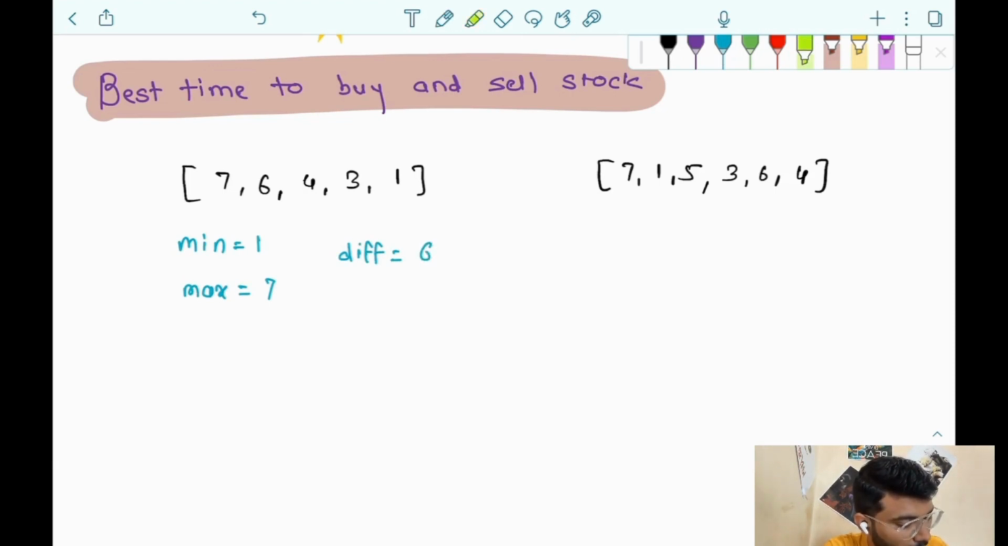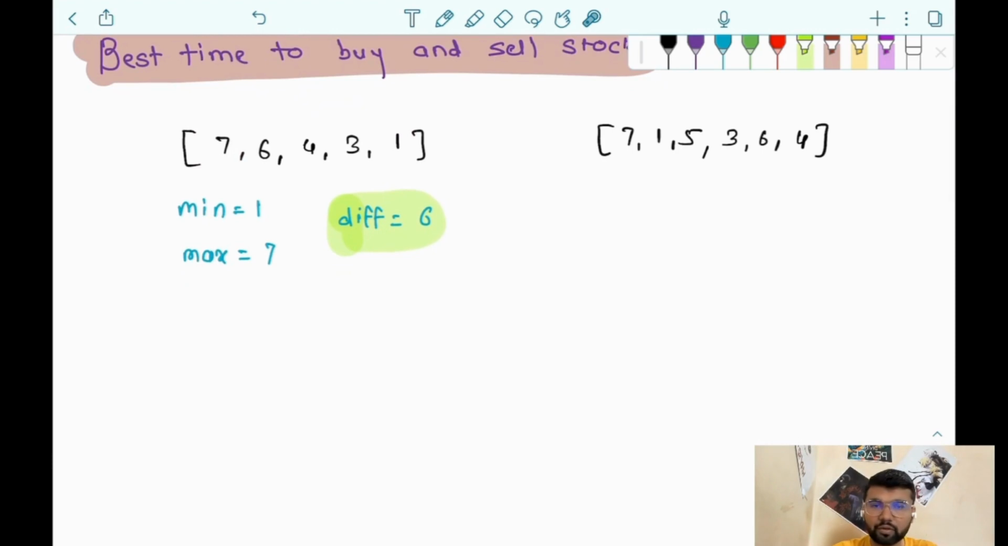So this is not going to be our answer, because we can't buy a stock today and sell that stock 5 days back. Okay, if we buy a stock today, we can't sell that stock 5 days back. So that is not going to work.